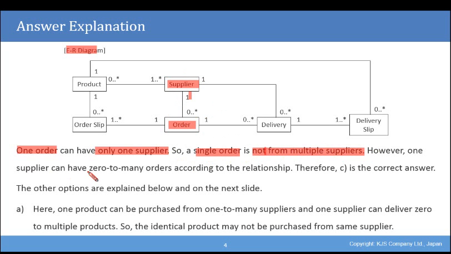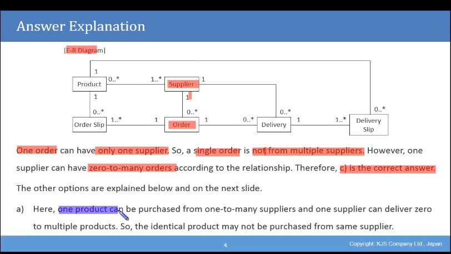However, one supplier can have 0 to many orders. As we can see, the relationship is n. One supplier can have n orders, where n is greater than or equal to 0. According to this relationship, C is the correct answer. We can also look at the other options, which are explained here and on the next slide.